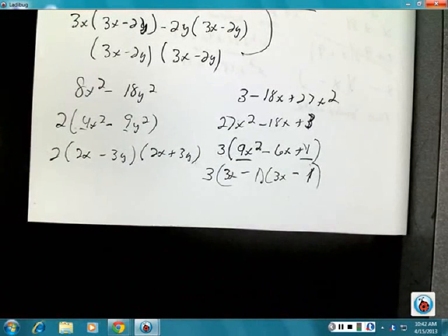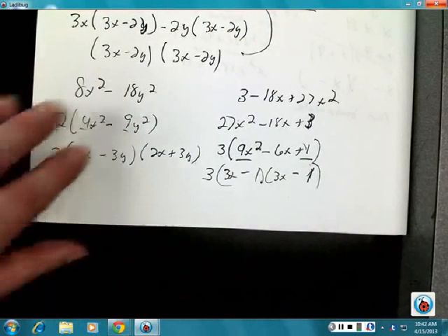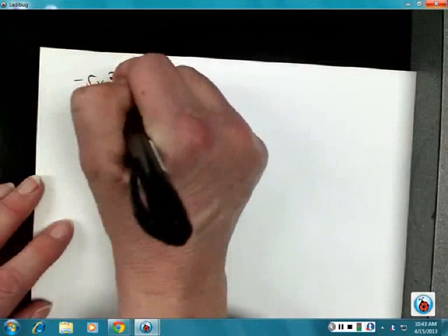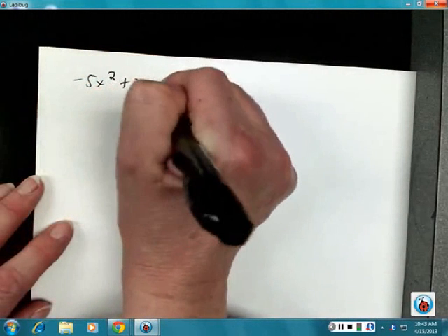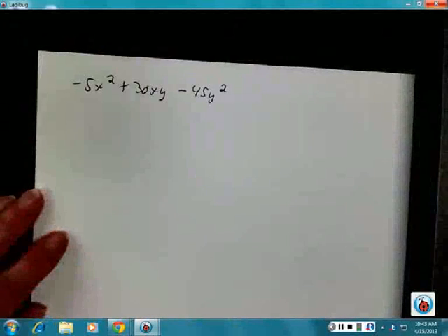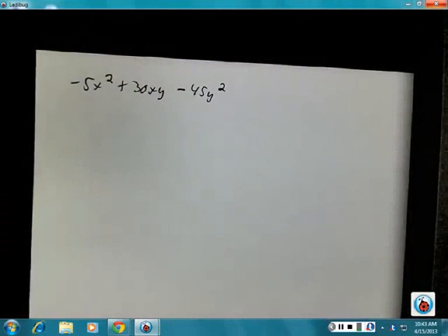I don't even think they give you any that are like that. Oh, yep, here's one. Can I flip the page? What about this one? Negative 5x squared plus 30xy minus 45y squared. Can I do anything with that thing?